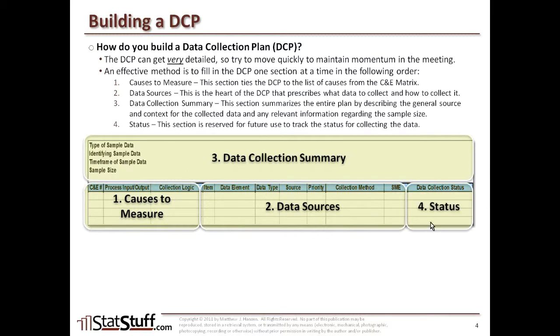And the last section will be the status. This is actually something that would be reserved for the future when you want to track the status of how you're collecting the data. So now what I want to do is break down each of these different sections in this prescribed order, so you can see what these elements are all made up of in the DCP itself.